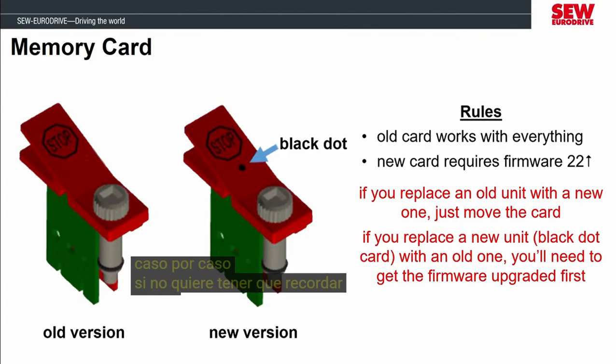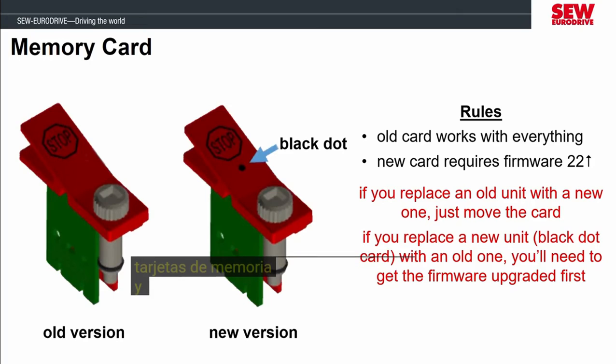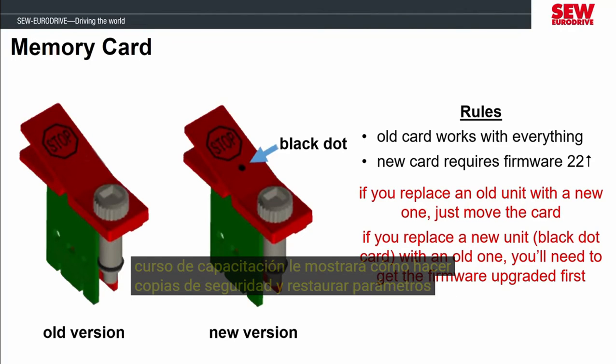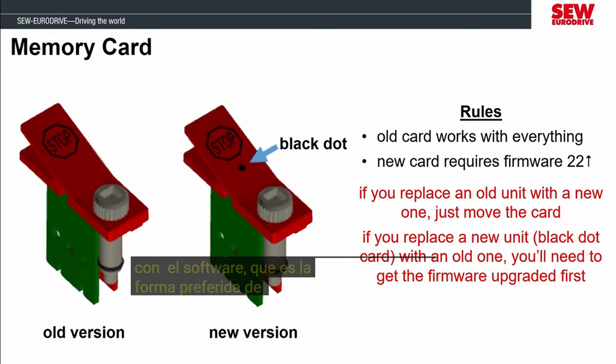If you don't want to have to remember all these rules with swapping memory cards and what firmware is supported, then this training course will show you how to back up and restore parameters with the software, which is the preferred way to manage the parameter files.